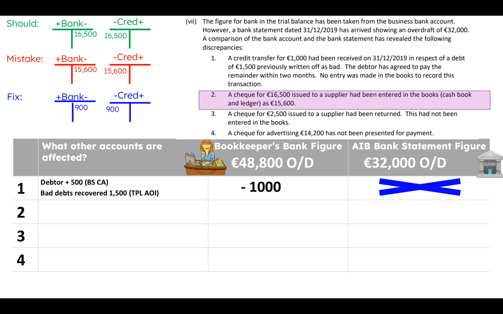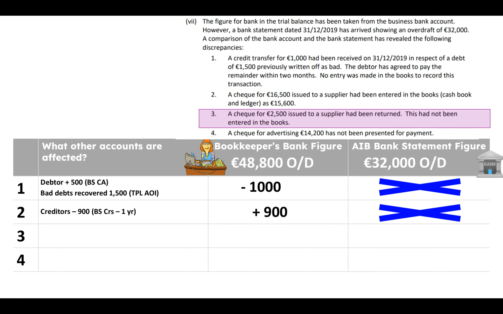So what we need to do to fix it then, we need to put 900 on the credit side of the bank, which is going to increase that overdraft, and we need to minus 900 from the creditor account. So that's how that will look. Number 3, a cheque for 2,500 issued to a supplier had been returned.